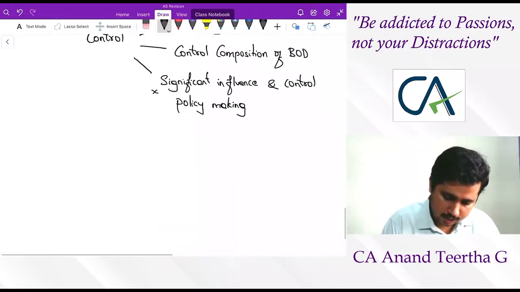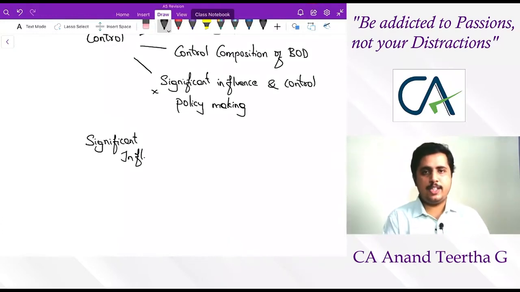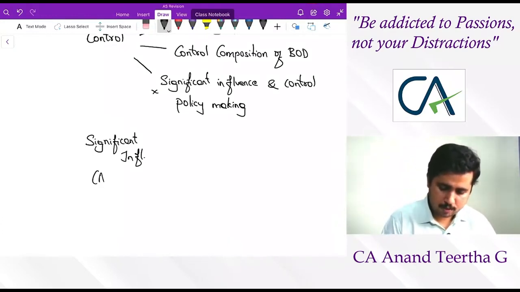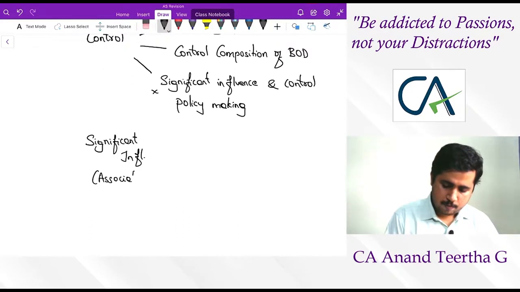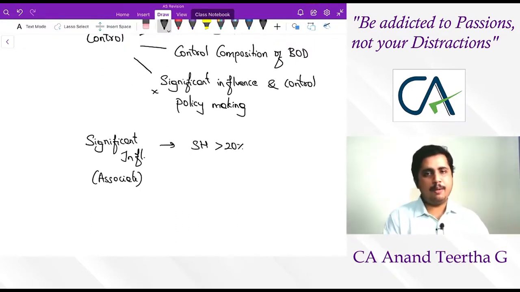Next, significant influence, which leads to associate relationship. When you have significant influence, it leads to associate relationship. When there is shareholding more than 20%, obviously less than 50, but more than 20%, we call that as significant influence situation.